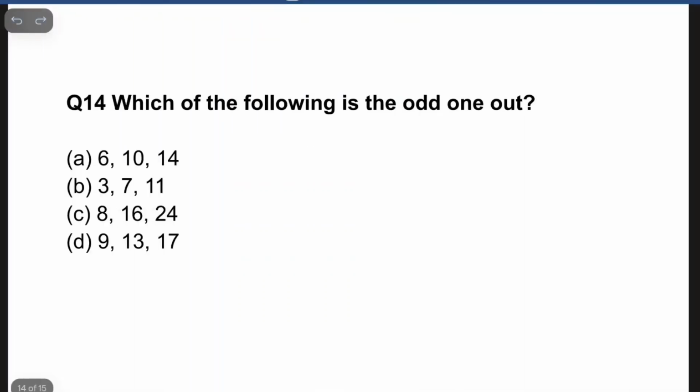Question number 14, which of the following is the odd one out? Now we have 6, 10, 14. These are all even numbers and multiples of 2. Okay, B part is 3, 7, 11. These are all odd numbers. 8, 16, 24, again even numbers, and these are odd numbers. Now if we observe, here 17 and 13 are prime, but 9 is not prime. If we check part B, 3, 7, 11 are all prime numbers. So these are the odd one out. Option B will be the correct answer.